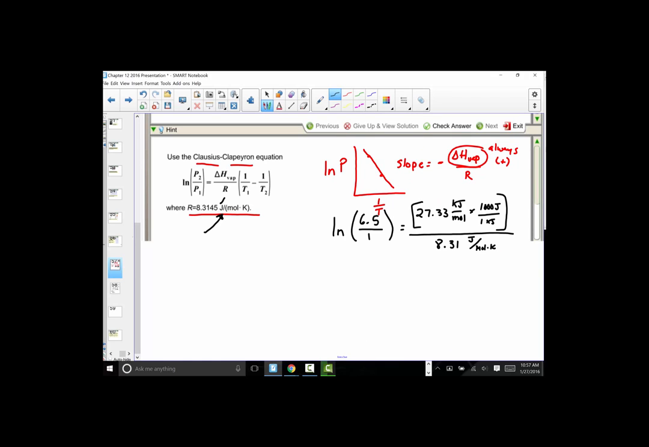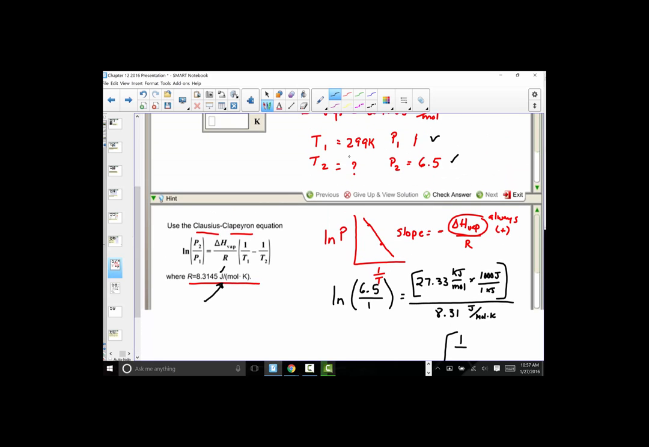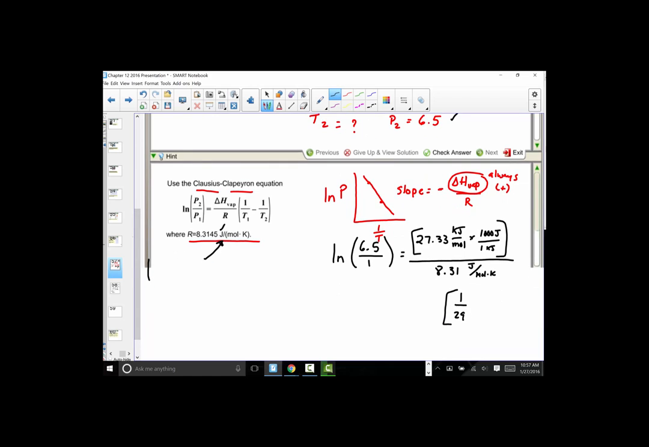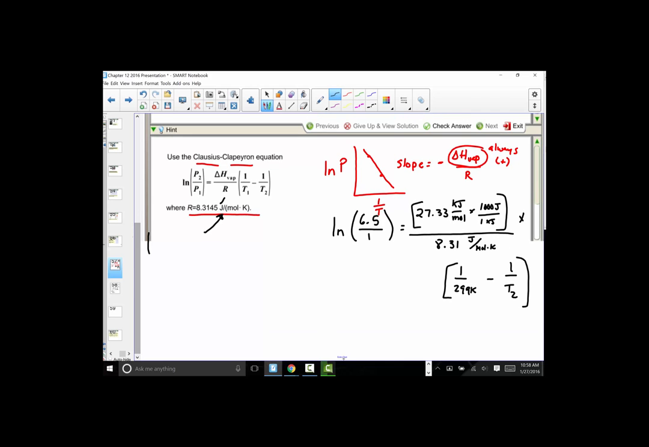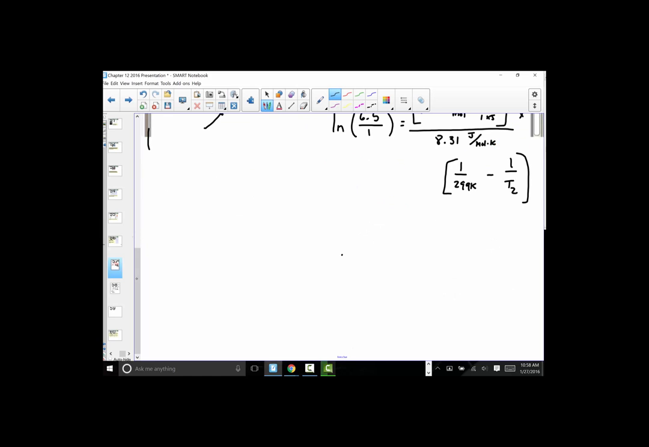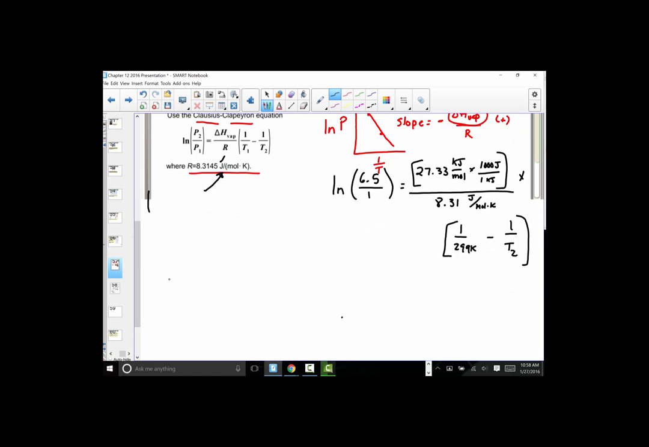Alrighty, and then we need a little more space. We have the multiplication times the reciprocal of both temperatures. So T1 was given to us as 299 Kelvin. And we're going to subtract that from our T2, the ultimate variable that we're trying to solve for. And I just ran out of room here on the edge. So remember that this is all one side of the equation. Alrighty. So let's give ourselves some room here. We're going to start the algebra process of solving this equation. So we have the natural log of 6.5 over 1.